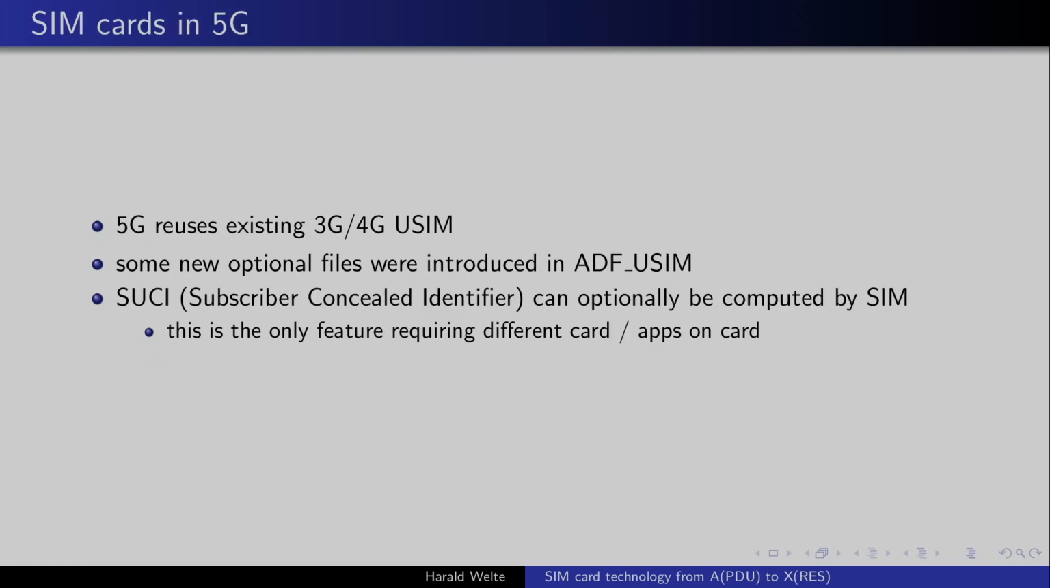Once we go to 5G, 5G actually reuses the existing 3G and 4G USIM cards. Again, some new optional files have been introduced, and there is one feature which I guess everyone in here wants to have, which would require a new SIM card or a changed SIM card, which is that the SUCI, the subscriber concealed identifier, can be computed inside the SIM card or by the phone.